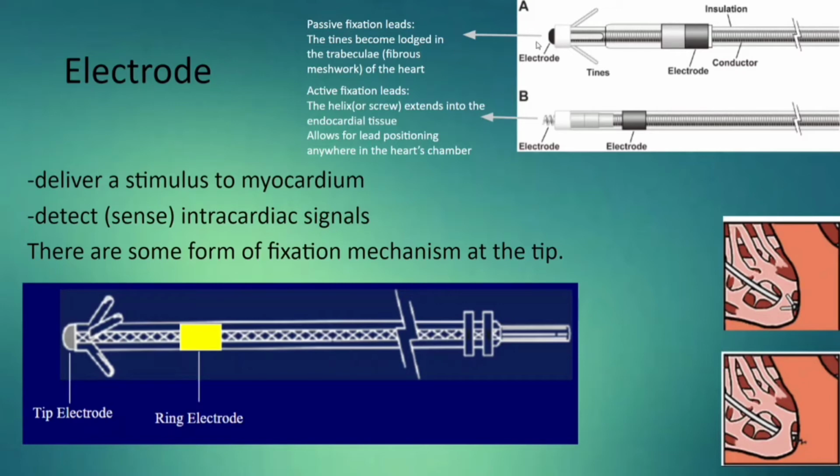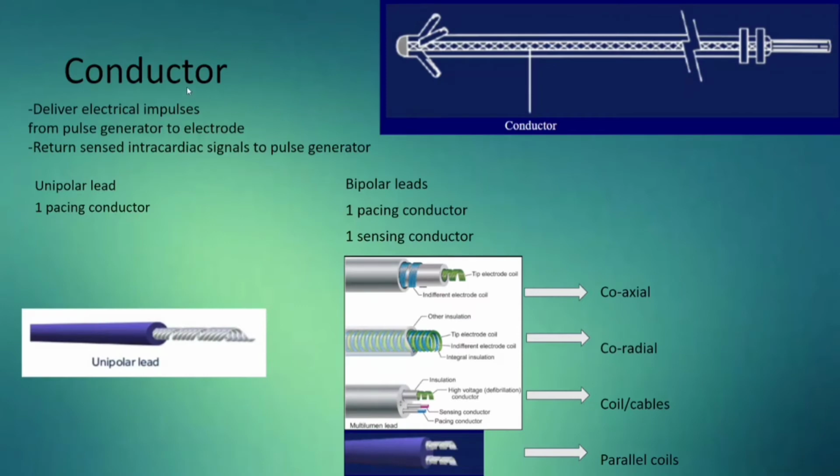I will start with electrodes, which deliver a stimulus to the myocardium and detect intracardiac signals. There is some form of fixation mechanism at the tip. One of them is passive fixation leads that become lodged in the trabeculae, which is the fibrous meshwork of the heart. The other one is active fixation leads, which extend into the endocardial tissue and allow for lead positioning anywhere in the heart chamber. Another one is the conductor, which delivers electrical impulses from the pulse generator to the electrode and also sends intracardiac signals back to the pulse generator.